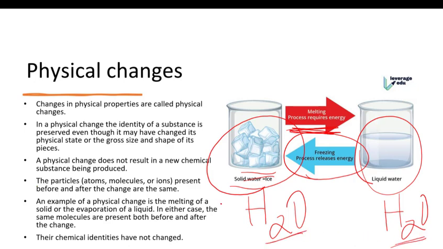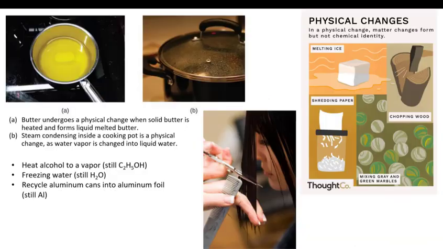An example of a physical change is the melting of a solid or the evaporation of a liquid. In either case, the same molecules are present. Their chemical identities have not changed. Here's some other examples. Let's look at letter A. We have solid butter that is being heated and it's making liquid, melted butter. For letter B, steam is condensing inside of a pot. It's a physical change. Water vapor is being changed into liquid water.